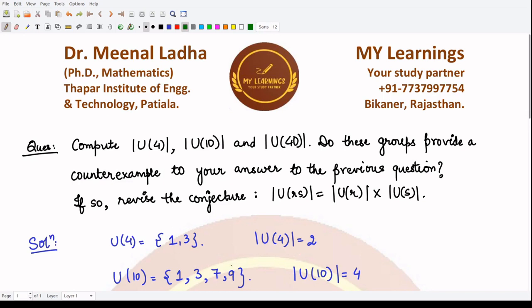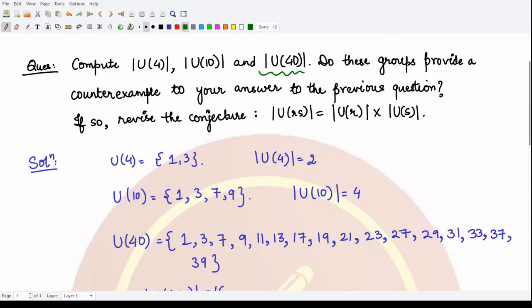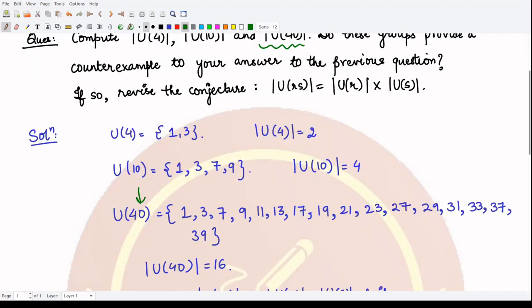Similarly, for U10, we have the numbers which are less than 10 and are relatively prime to 10. They are 1, 3, 7 and 9. Hence, the order of U10 is 4 because it contains 4 elements. Now, what is the order of U40? U40 consists of all the elements which are less than 40 and are relatively prime to 40. In total, we have 16 such elements.